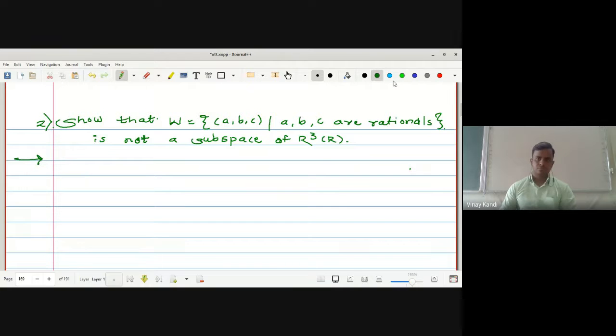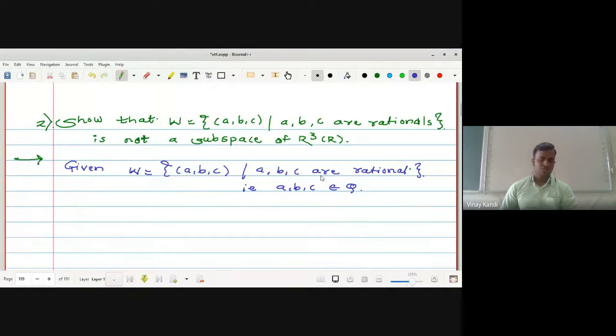Solution. Look at the solution. Given. What is given to us? This is W, which is equal to {(a, b, c) such that a, b, c are rational}. Okay, that is, a, b, c belong to the set of rational numbers, that is Q. Okay, the set of rational numbers denoted by Q, where Q is the set of rational numbers.